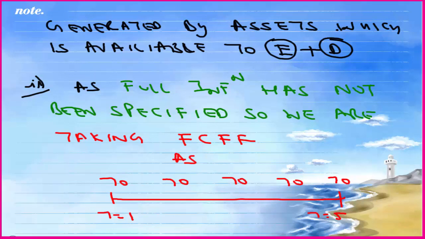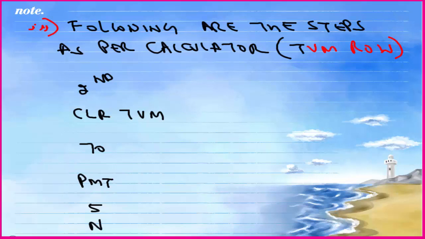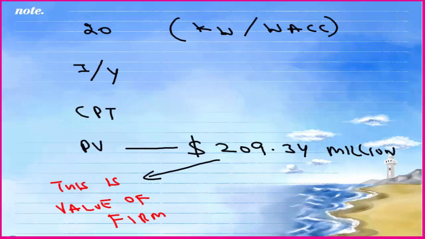Now I have to find the present value of these future cash flows with the help of a calculator, as we have done in the dividend discount model, and then total it to calculate the value. So please take out your register and calculators. I will be doing it along with you in this calculator. I will be using TVM: second, clear TVM, 70 as PMT payment, 5 as N, and 20 as I/Y. Compute present value, that is coming to be 209.34.